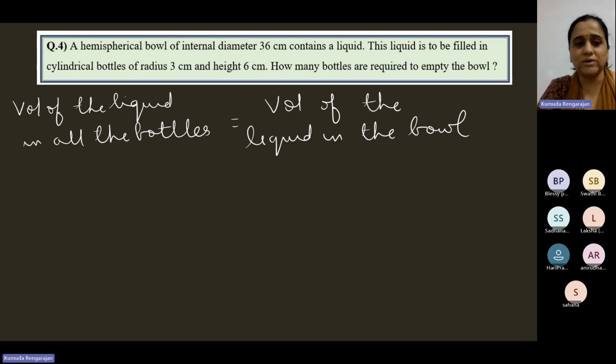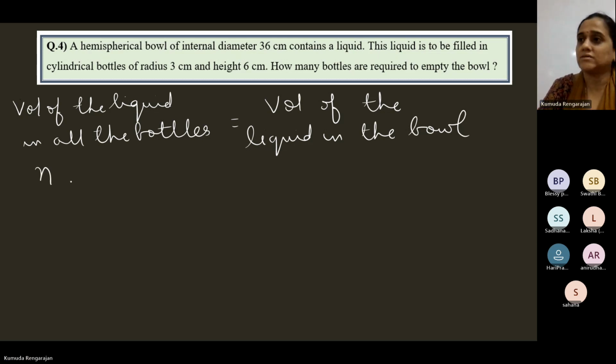Now this is sensible, right? Volume of the liquid in all the bottles is equal to the volume of the liquid. From where did you fill the liquid into these bottles? From the bowl, right? So the volume of the liquid in the bowl is equal to the volume of the liquid in all the bottles. Do you all agree with this equation in words? Now, how do you find the volume of the liquid in all the bottles? The volume of the liquid in one bottle into the number of bottles. We don't know how many bottles.